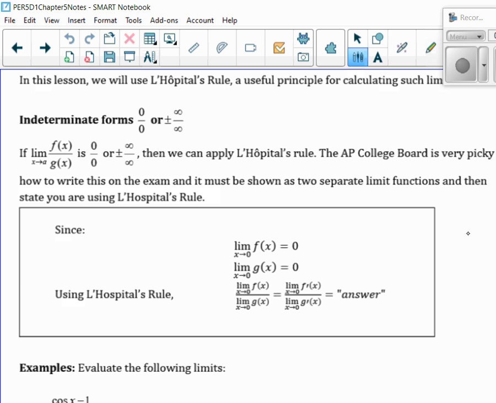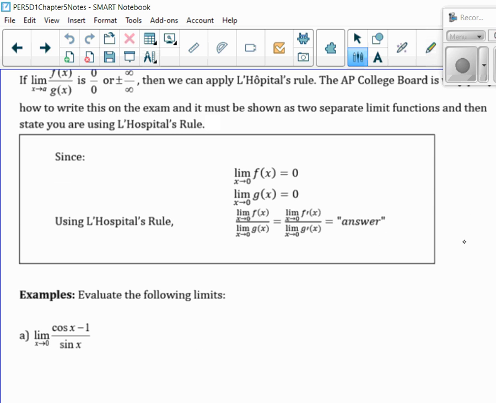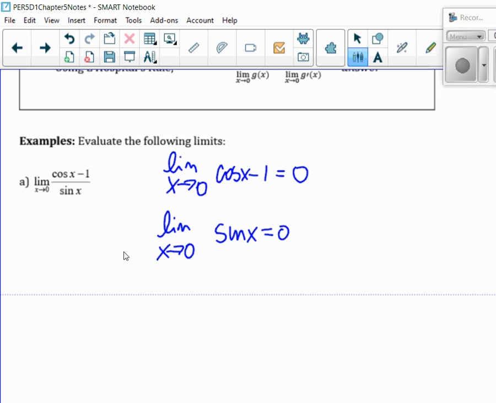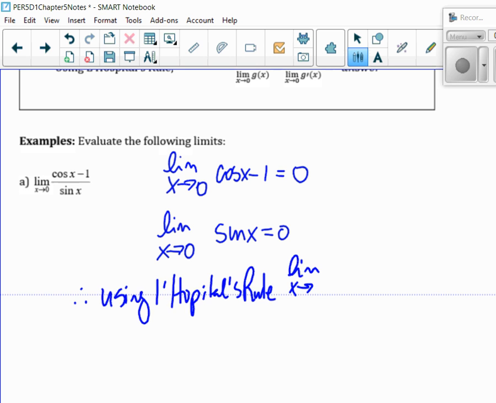In order to use it, though, you have to state it this way. The limit as x goes to 0 of cos x minus 1 equals 0. So you have to state them as separate limits, okay? And then the limit as x goes to 0 of sine x equals 0. Therefore, using L'Hopital's rule, the limit as x goes to 0 of cos x minus 1 over sine x. It seems like a lot of writing, but that's what they want. Okay? So don't argue, just do it. We've proved that we have a 0 over 0 setup by saying that above it.